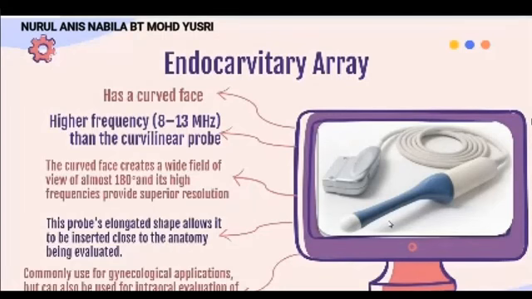Okay, next is the transvaginal or endocavitary array. It has a curved face, and it also has a higher frequency, which is 8 to 30 MHz, than the curvilinear probe. The curved face creates a wide field of view of almost 180 degrees, and its high frequency provides superior resolution. This probe's elongated shape allows it to be inserted close to the anatomy being evaluated. It is commonly used for gynecological applications, but can also be used for intraoral evaluation of peritonsillar abscesses.